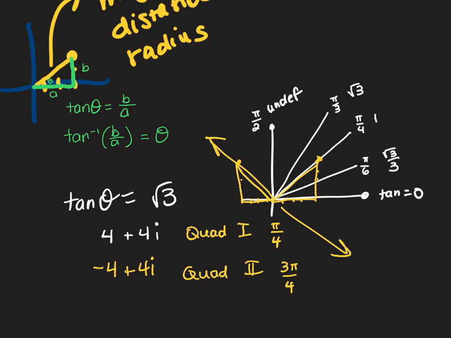So for each answer of tangent, there are 2 answers that apply. The one in the first and the third quadrant for the positive tangents, and the one in the second and the fourth quadrant for the negative tangents. But the original location of your point, because that's going to be given to you, is how you determine which of those 2 you're going to use.